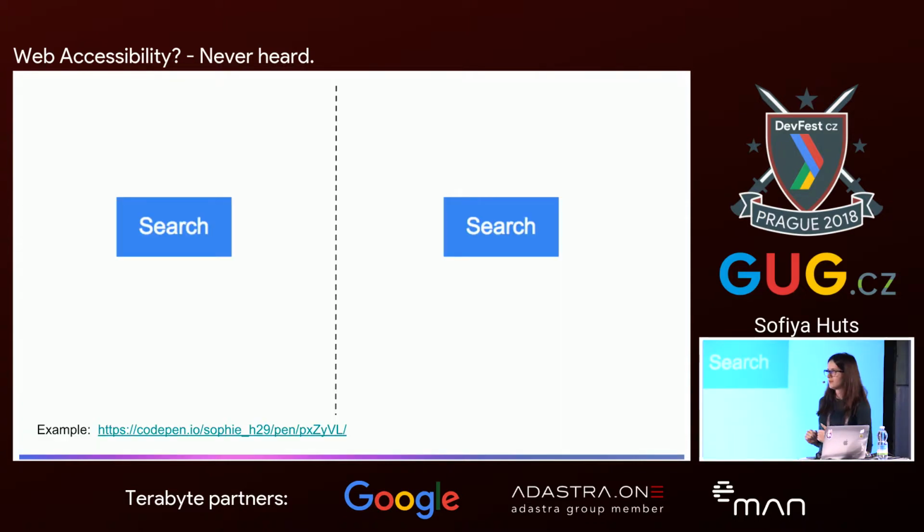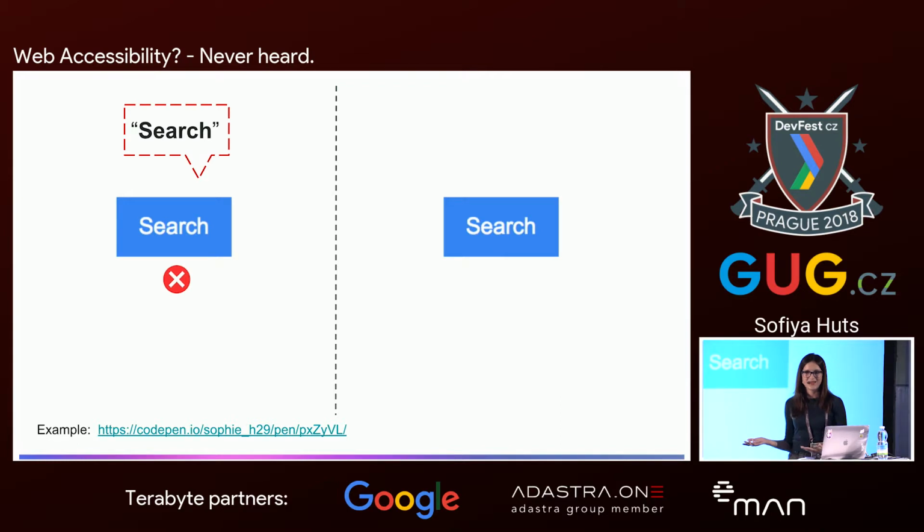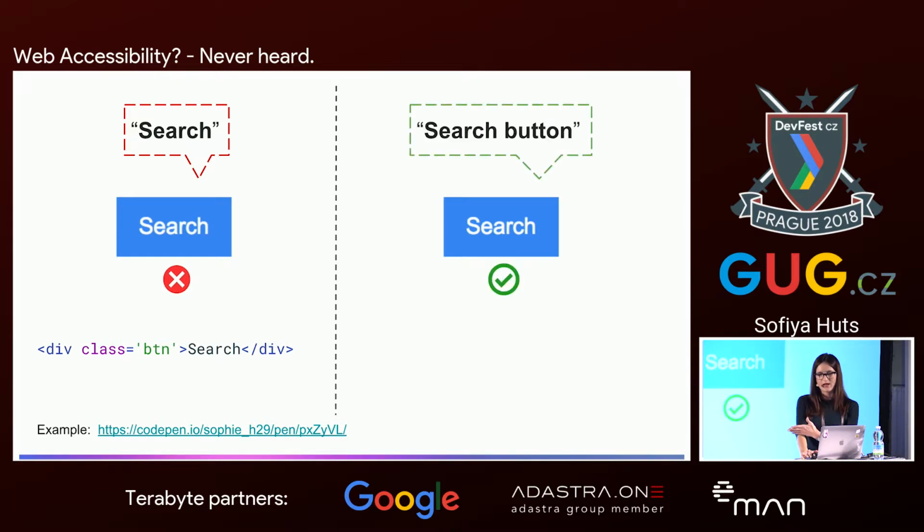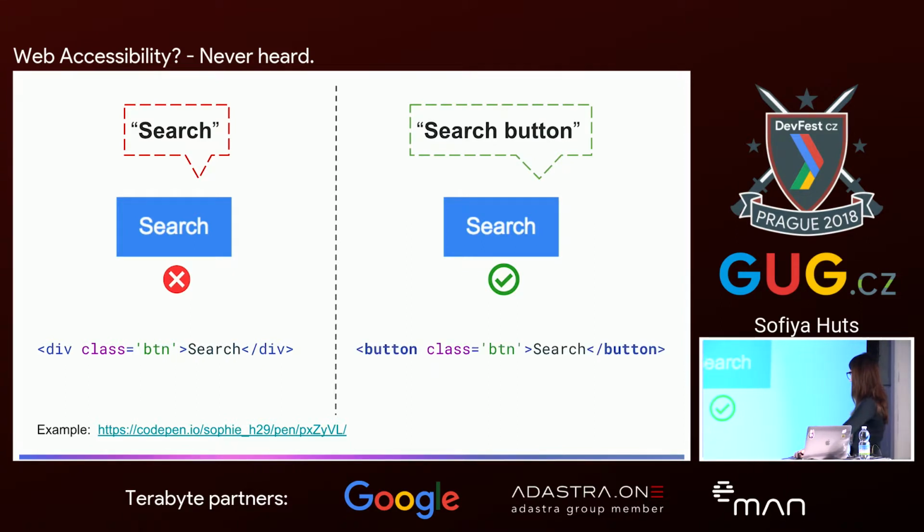So I have a quick example. Here are two buttons which look the same. And for the first one, if I navigate with the screen reader to the first button, it will just say search. What the hell is search? Is it a text? Is it an input? Is it a button? I don't know. And this is because I used a div. This is a common technique when we are trying to create a button with a div and style it and make it beautiful. And for the second button, it reads correctly, search button, because I've used the button semantic HTML.